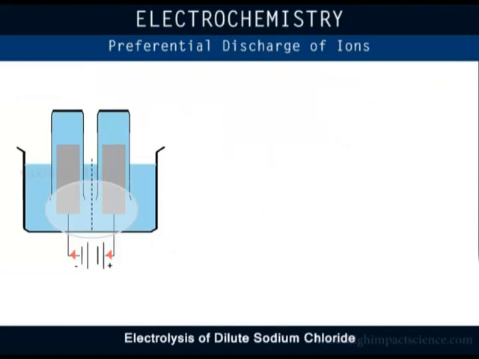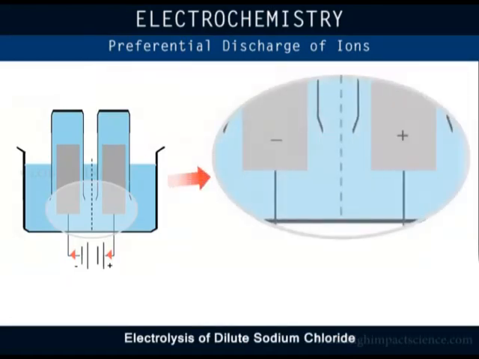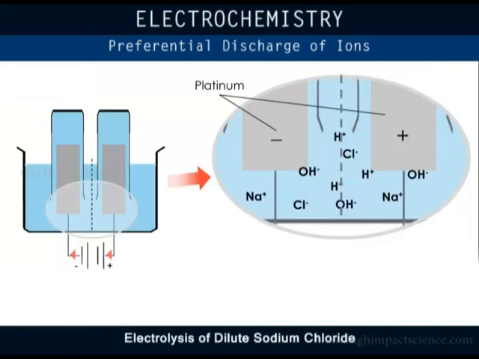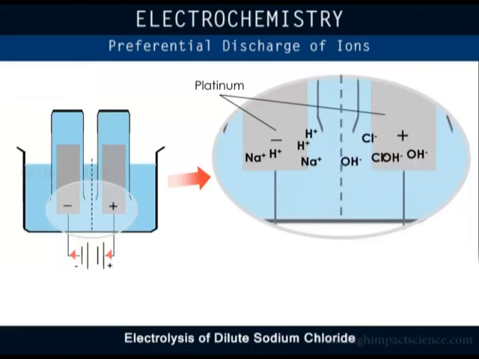When looking at an electrolytic cell, the first thing is to look at the ions present in the electrolyte. In this case, the electrodes are platinum rods. In the electrolyte, there are sodium and chloride ions from sodium chloride, and also hydrogen and hydroxyl ions from dissociation of water. The cations are attracted towards the cathode, while the anions are attracted towards the anode. So which ions will be discharged at the electrodes?